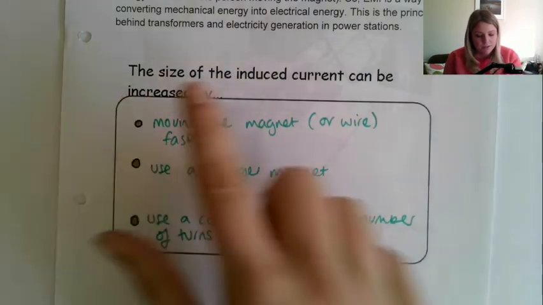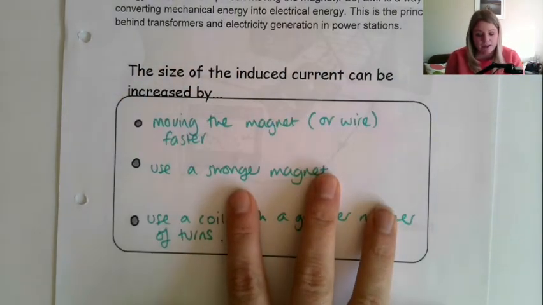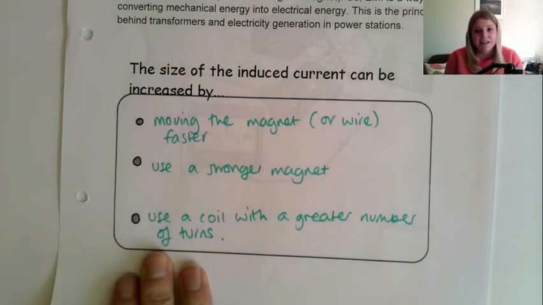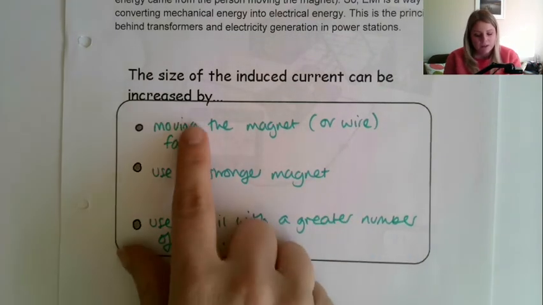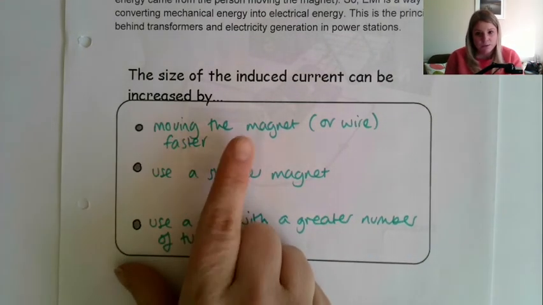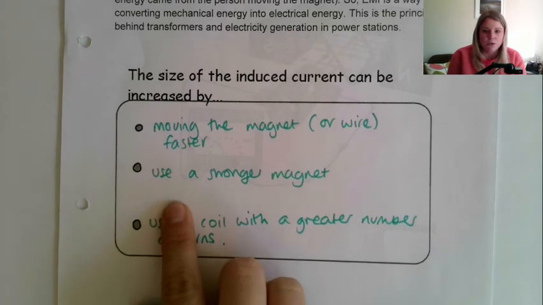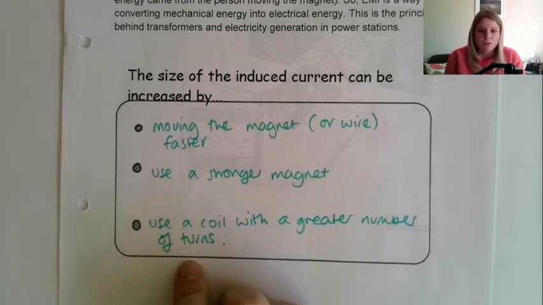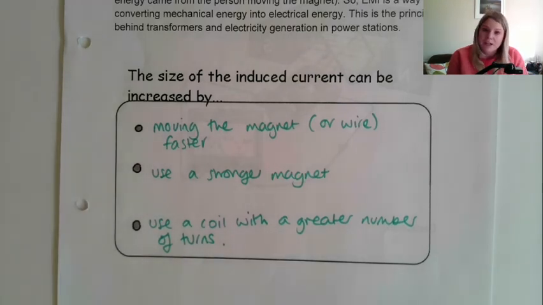For now, if we just fill in this is the type of thing that they would ask. So how can the size of the induced current be increased? We can move the magnet or the wire, whichever one's moving faster. We can use a stronger magnet, or we can use a coil with a greater number of turns. Okay, get that written in for me. Do spend a bit of time trying to make sure you understand that, because it is the key to the rest of the stuff that we're doing here.